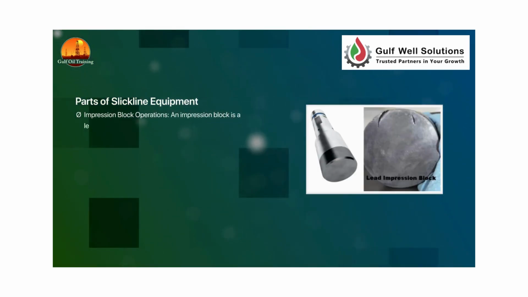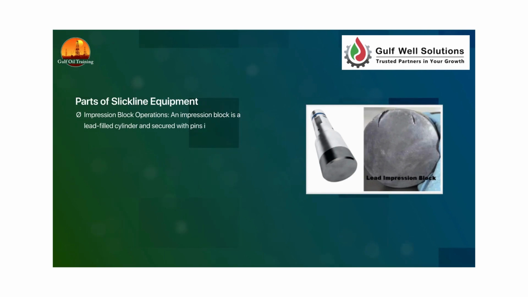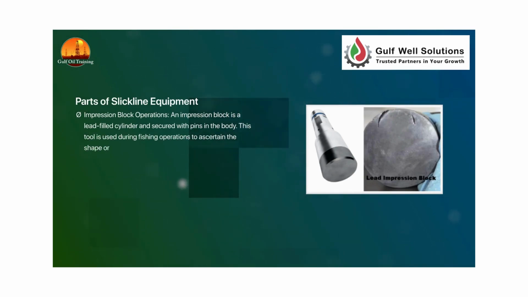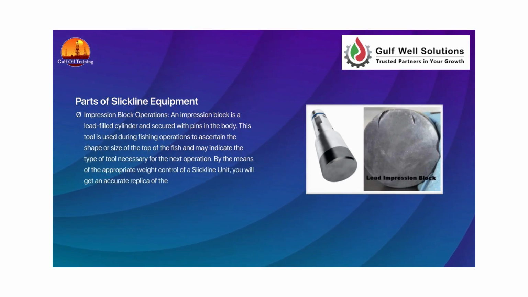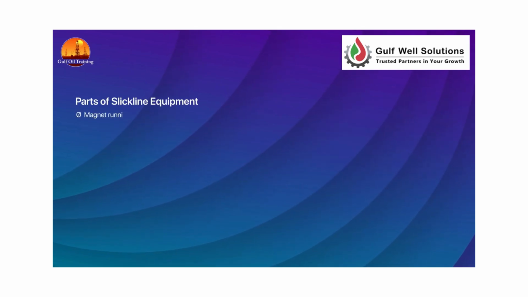Impression block operations. An impression block is a lead-filled cylinder secured with pins in the body. This tool is used during fishing operations to ascertain the shape or size of the top of the fish and may indicate the type of tool necessary for the next operation. By means of the appropriate weight control of a slickline unit, you will get an accurate replica of the downhole situation.